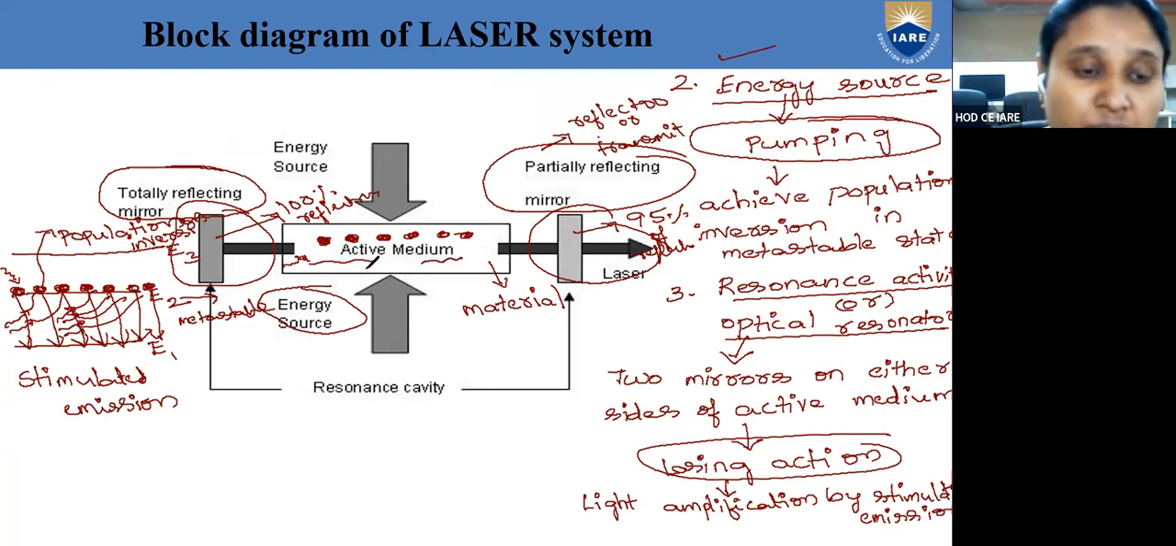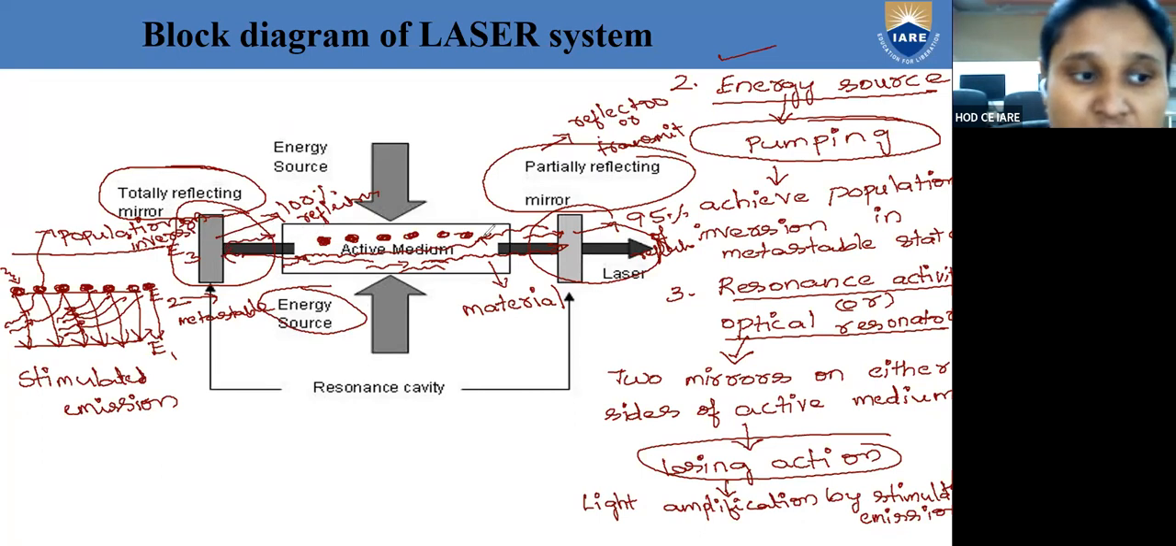Suppose there are some photons. If they are traveling along the axis of the active medium, they'll go and strike this mirror. This is just like bouncing a ball against the wall. If I throw one ball against the wall, it bounces back with full force, right? Similarly, if this photon goes and falls on this mirror, because this mirror is reflecting, this photon will get reflected back. Again it travels, falls on the other mirror, which is also reflecting, so again the mirror makes this photon go back with full force.